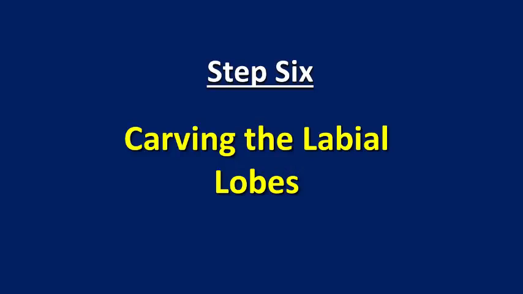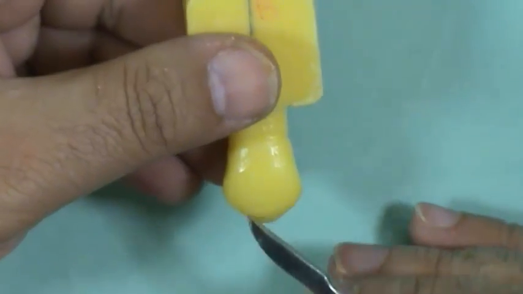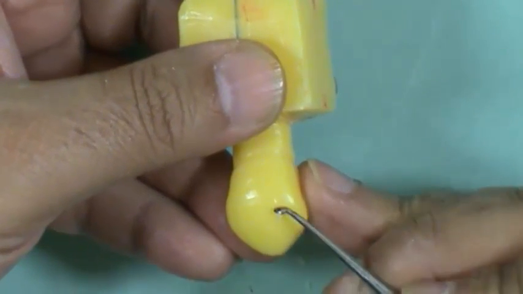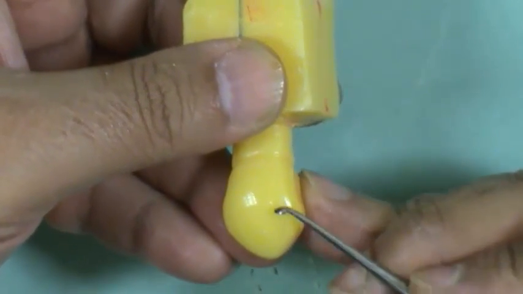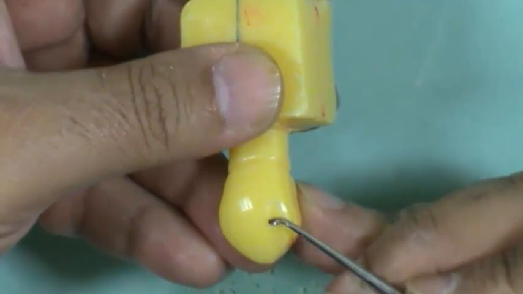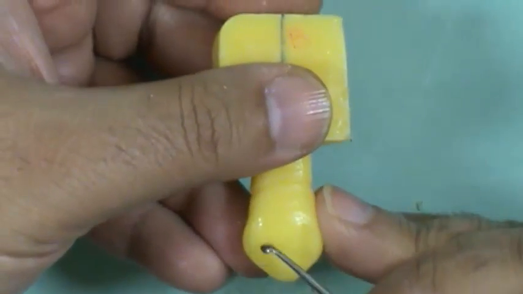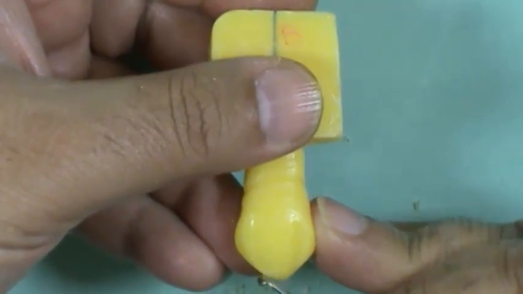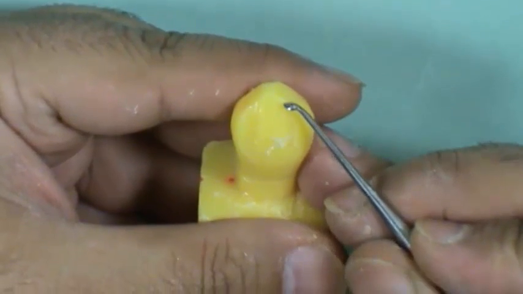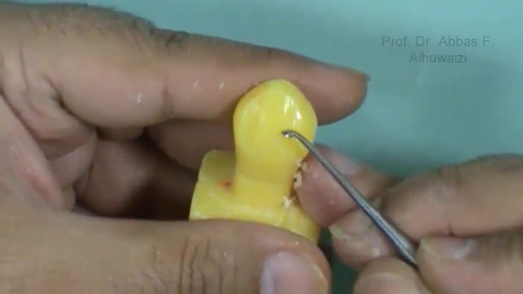Step 6. Carving the labial lobes. The labial surface of the canine has 3 lobes: mesial, distal and middle lobe. The middle lobe is very pronounced, it is very thick and extends from the labial surface through the edge to the palatal surface.